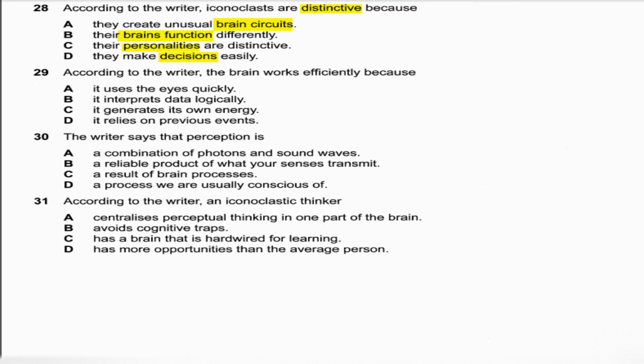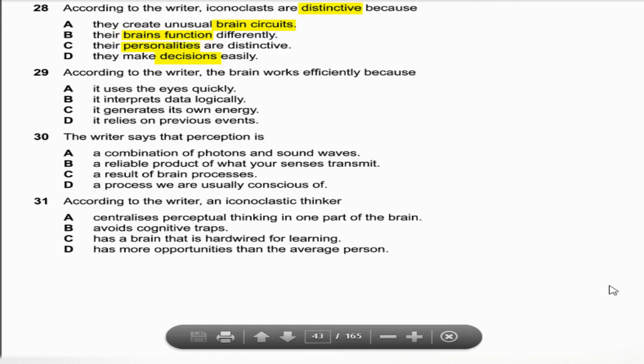I'll look at the reading. It's also in that first paragraph. It says, briefly, an iconoclast is a person who does something that others say can't be done. This definition implies that iconoclasts are different from other people. But more precisely, it is their brains that are different. So their brains function differently. So clearly the answer is B, their brains function differently.